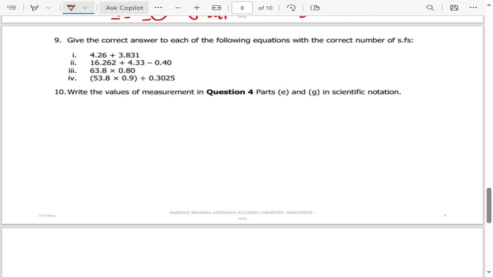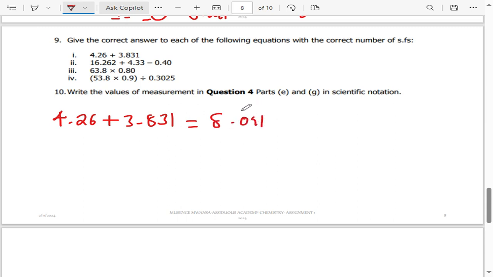Question number 9. Give the correct answer to each of the following equations with the correct number of significant figures. So the first one we have is 4.26 plus 3.831. Let me add first: 4.26 plus 3.831. The answer that we find here is 8.091.